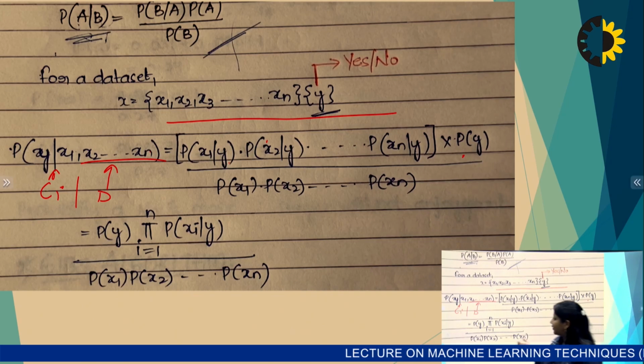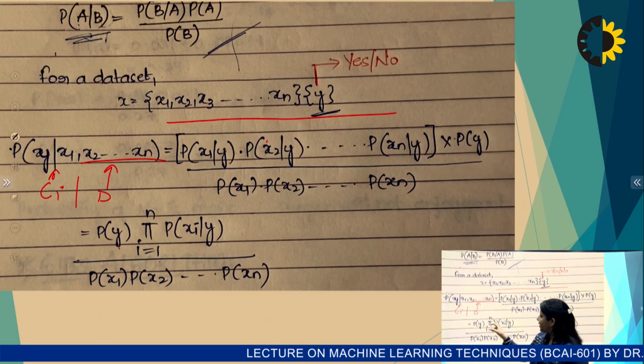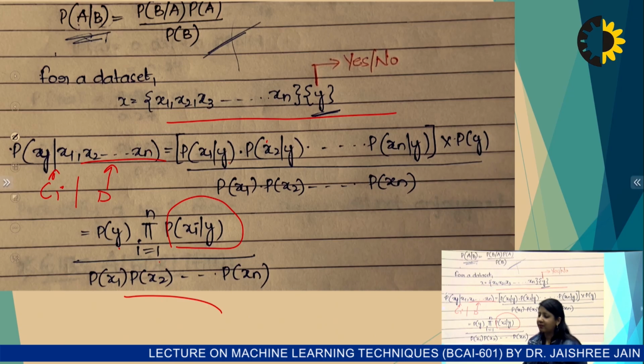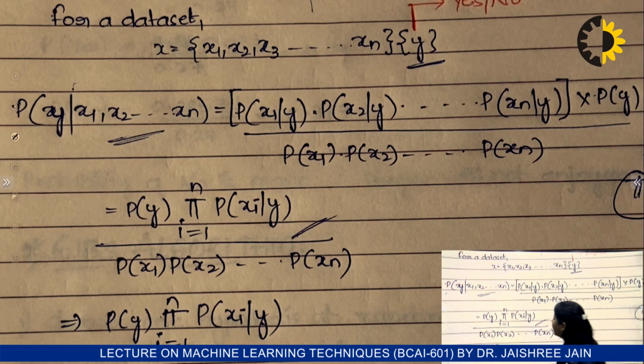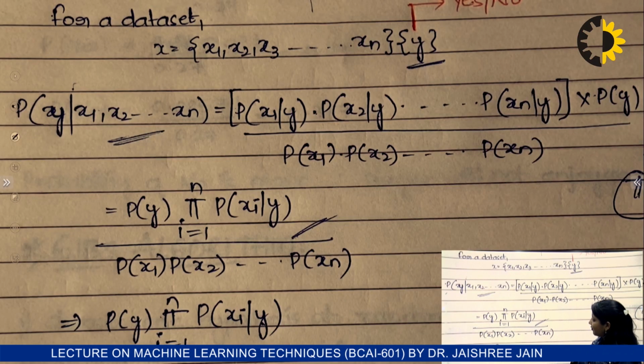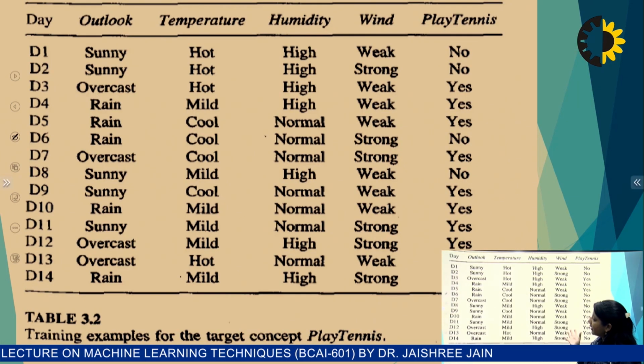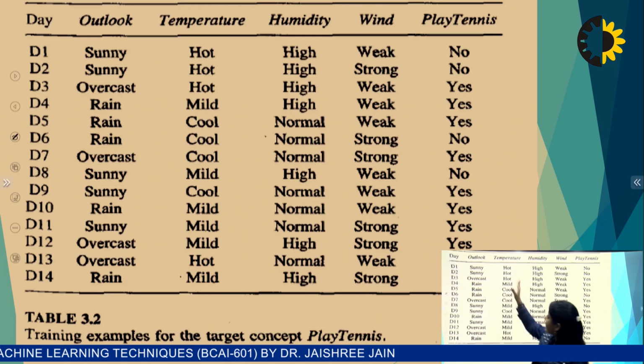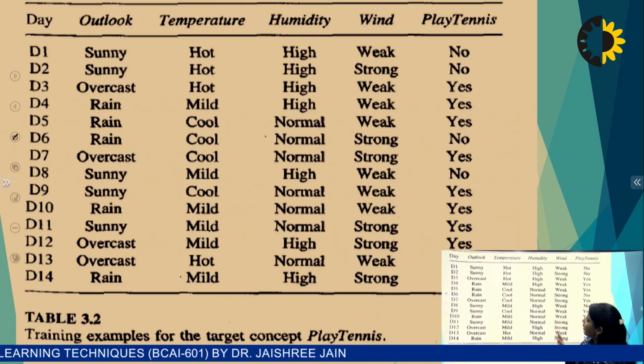So we can combine here, P of y into the product for i equal to 1 to n of P of xi given y, upon P of x1, x2 up to xn. So this will be the formula. So here we can take one example. We are taking two features here, outlook and temperature. So for outlook, what are the yes cases, and for temperature, what are the yes cases, and for outlook, what are the no cases, and for temperature, what are the no cases.